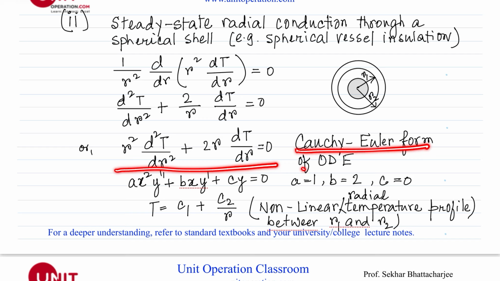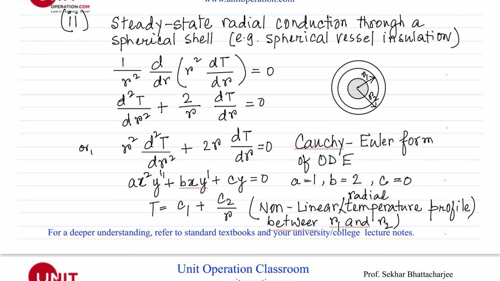This is a typical Cauchy Euler type of ODE. Why? Because in a Cauchy Euler type of ODE, here you see A is equal to 1 in this case. Here, this is my independent variable, so this is my x squared. And there, B is equal to 1, and here B is equal to 2, and this is, of course, r, because this independent variable is r. And of course, C is equal to 0. So this is a typical example of a Cauchy Euler type of ODE.